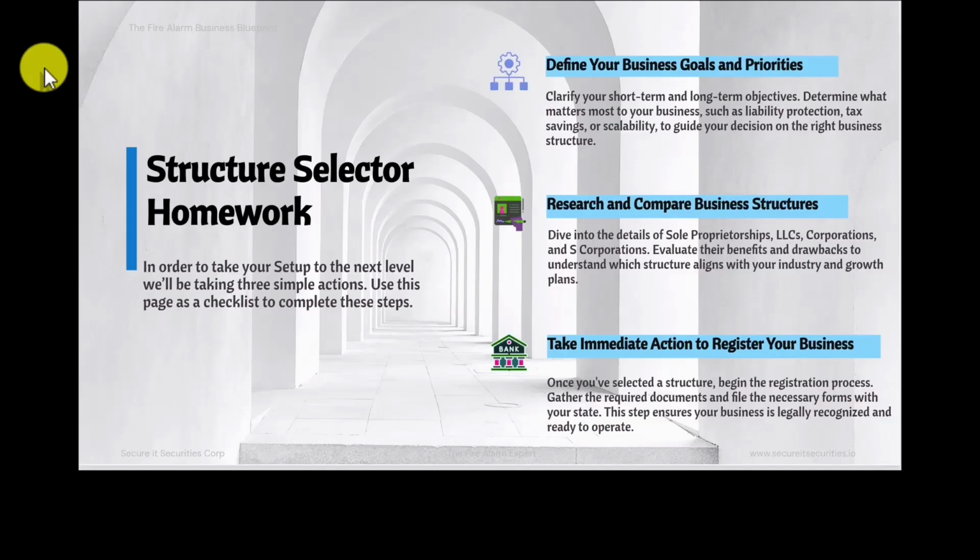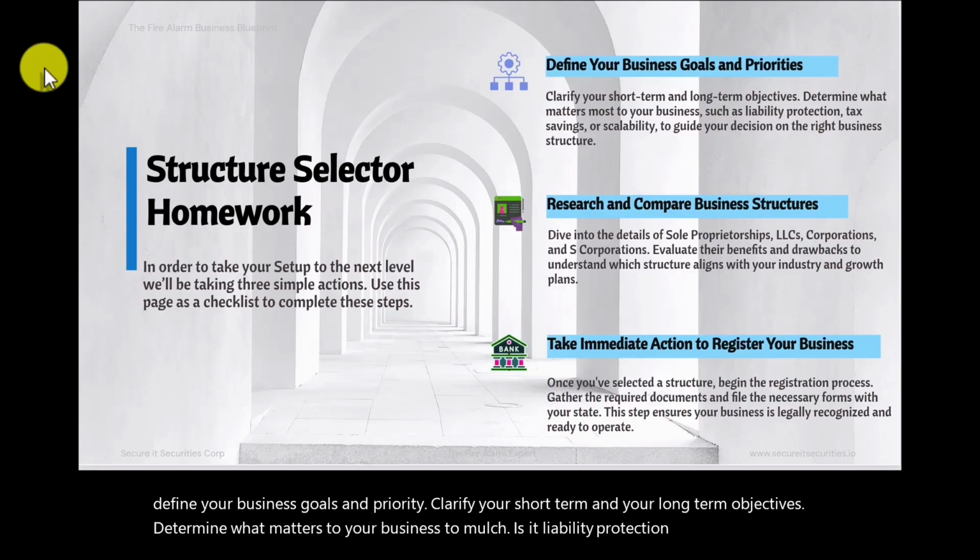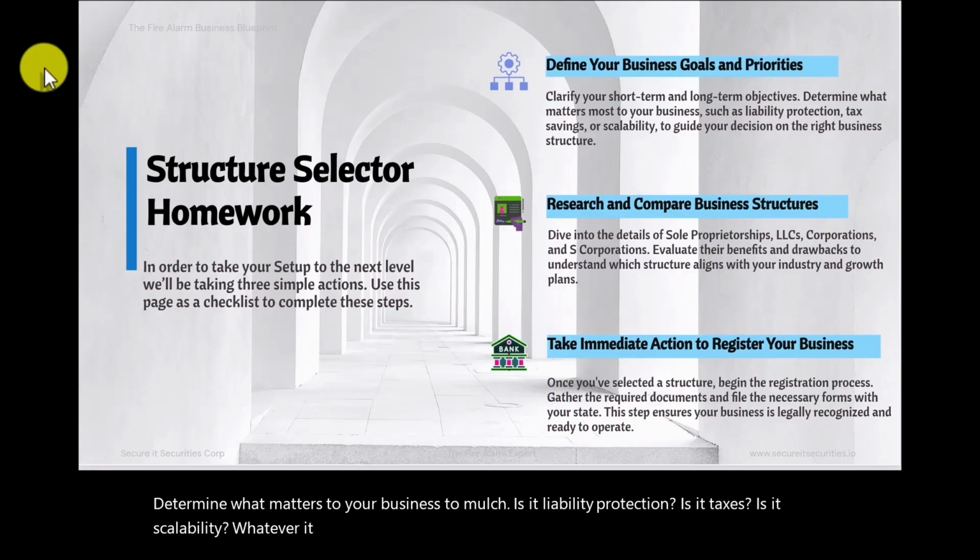So here's some homework for the Structure Selector Pro. I want you to do 3 things. I want you to define your business goals and priorities. Clarify your short-term and your long-term objectives. Determine what matters to your business the most. Is it liability protection? Is it taxes? Is it scalability? Whatever it is, you will decide what that is to determine what type of business structure you're going to open.